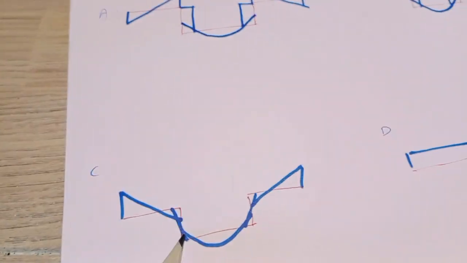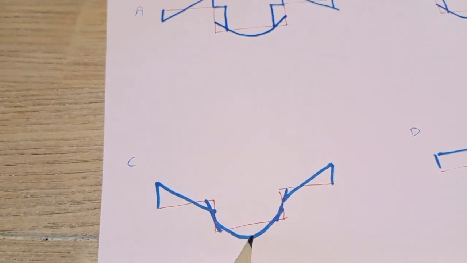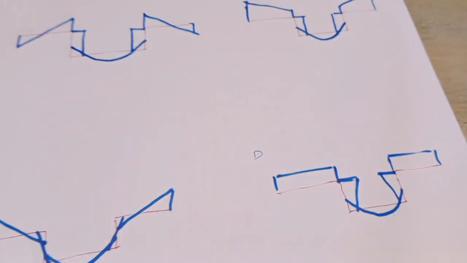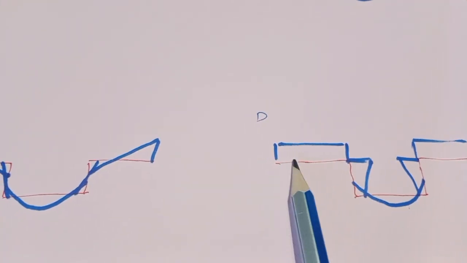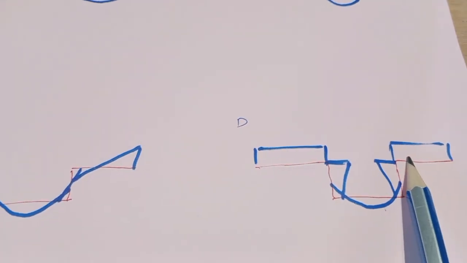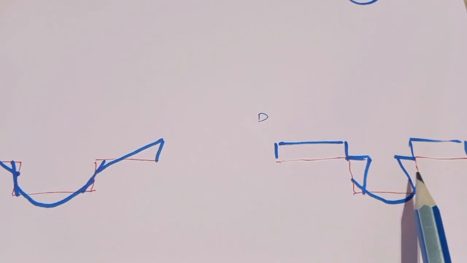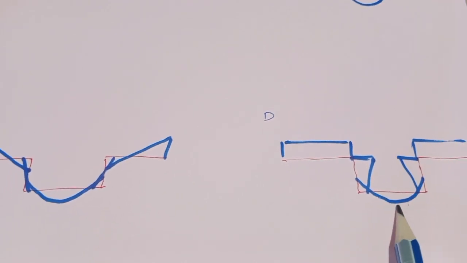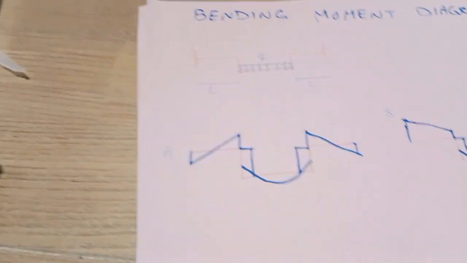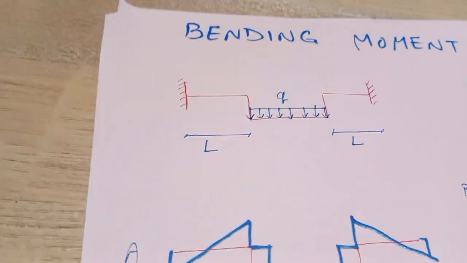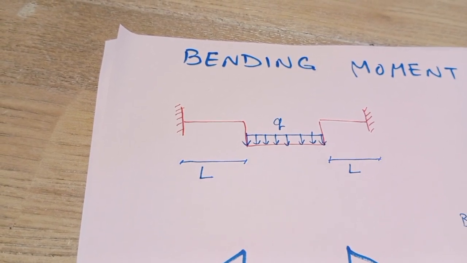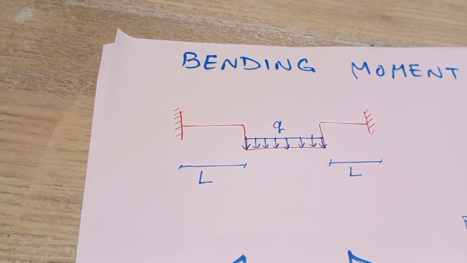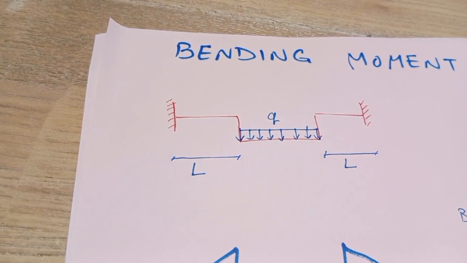Part C, positive, negative here, positive, negative here, and same for other side. And the last answer D, no change for that part, no change for this part, and positive, negative for this side. From the diagram, it is obvious that we should have positive, negative bending in every member, flat member, the horizontal member or vertical members.